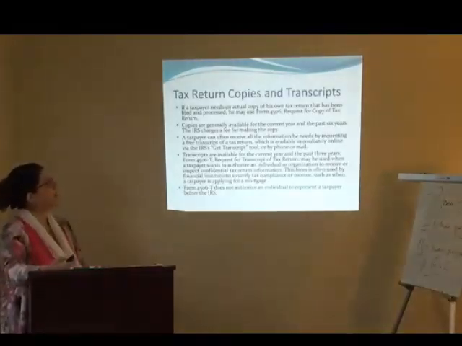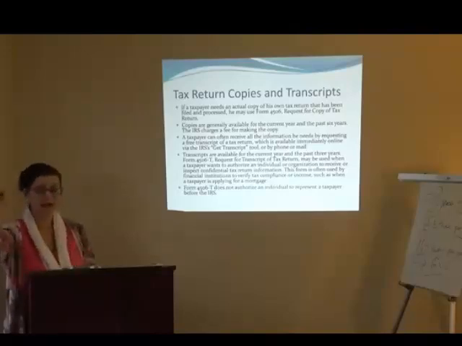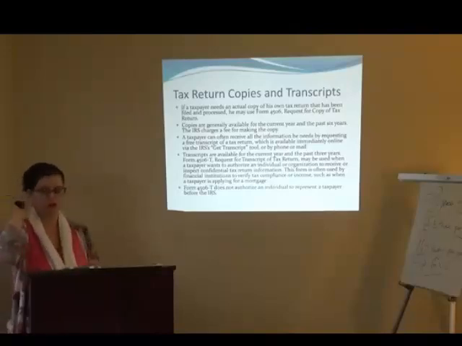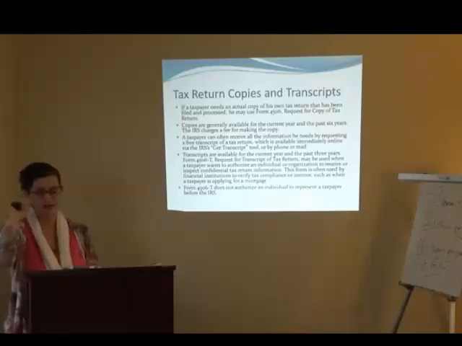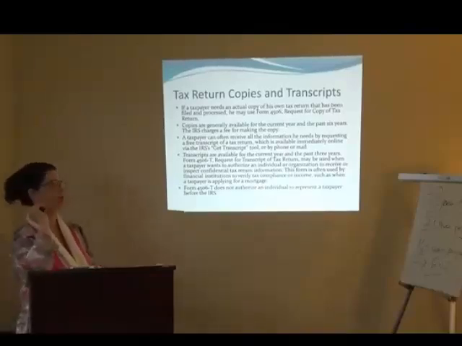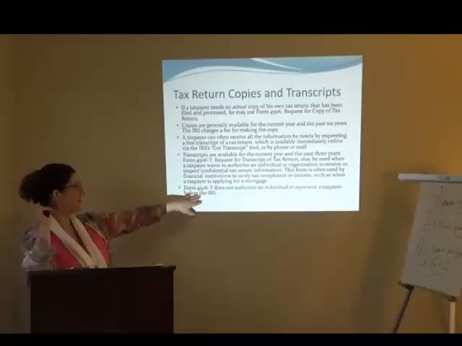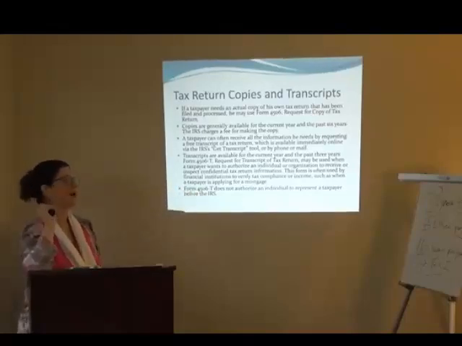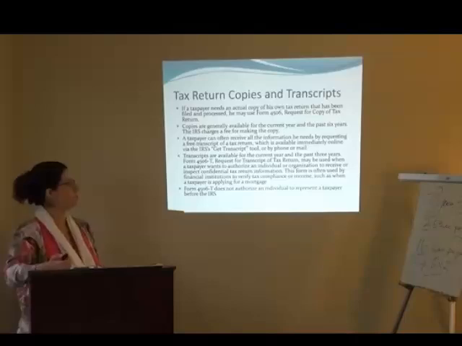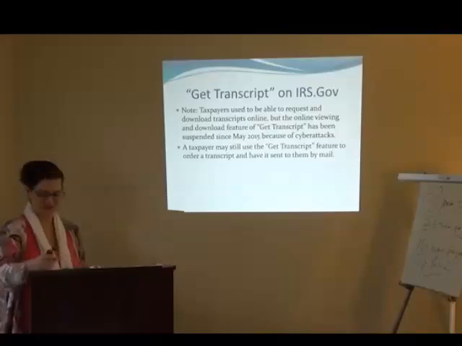Okay. Anyway, copies of tax returns are generally available for the current tax year and the past 6 years. You can go back further and get transcripts, but they're all electronic, and some of them are kind of iffy. I have gone back really far before when I had a person who was seriously delinquent, and the IRS had been garnishing them forever. Transcripts are available for the current year and the past 3 years. Form 4506-T, the transcript request, obviously does not authorize an individual to represent a taxpayer before the IRS either. Okay, Get Transcript on IRS.gov.